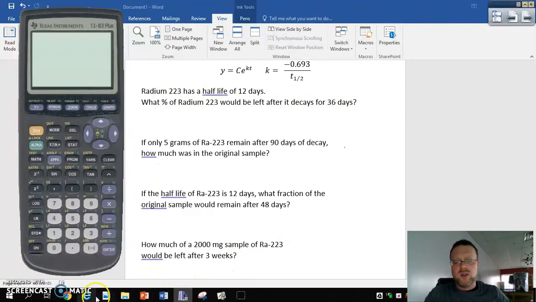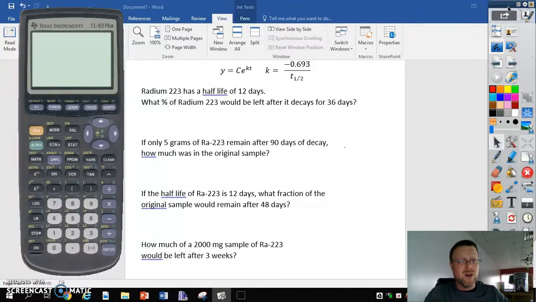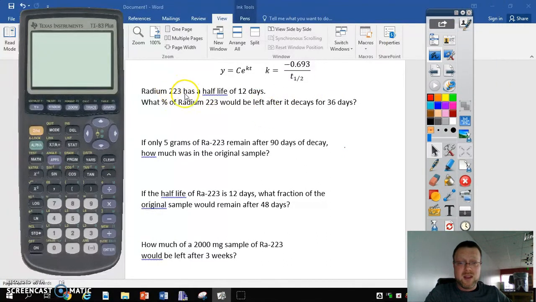The first thing I want to point out when you're looking at a problem like this is there's a number in here that isn't important. You've got a bunch of numbers in this question. Which number isn't important? If you said this 223, you were right. That is the mass number of that isotope, but mass number is not used in these calculations. That's just telling you which isotope we're talking about of radium. So we're not going to use that 223, but we need to identify these other things.